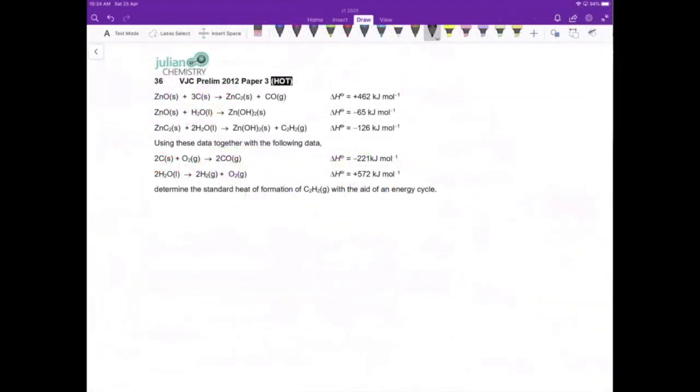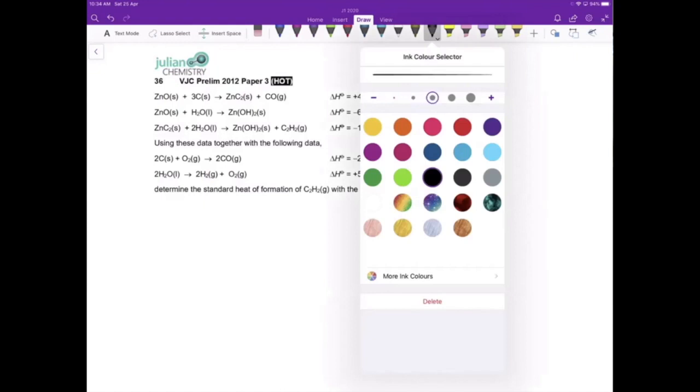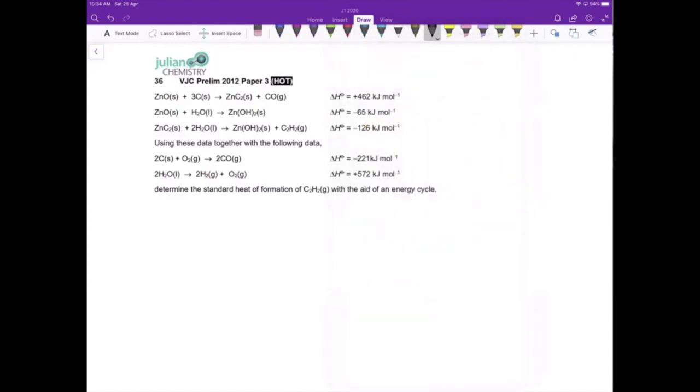Okay, you need to draw an energy cycle, correct? They never force you to draw the energy cycle in an energy level diagram. So don't bother to do that. Just draw a cycle. A cycle is usually easier to draw than an energy level diagram, because with an energy level diagram you need to worry about many things. Now, first trick.